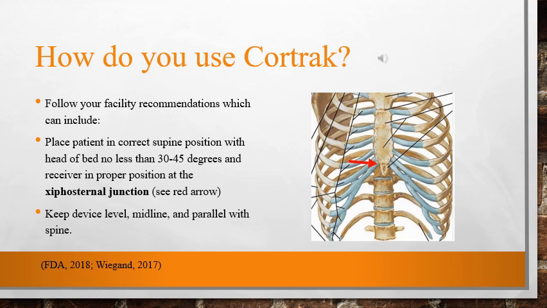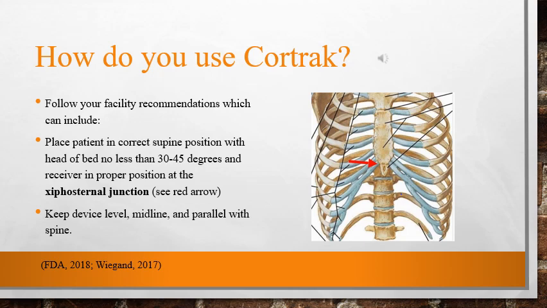This receiver has got to be on, per the manufacturer's description in their literature, the xiphosternal junction. So right there you can see the red arrow. That is where the very tip of the receiver goes. And you can see that in the other slide that says what is CoreTrack. There's a receiver there, and you're going to place it right on that little area there.